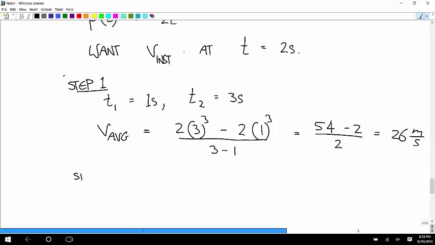And then our step 2. Now we still want our earlier instant to be a little before 2 seconds and our later instant to be a little after, but we want to pinch a little closer. So I'm going to say T1 is equal to 1.9 seconds, and T2 is equal to 2.1 seconds.